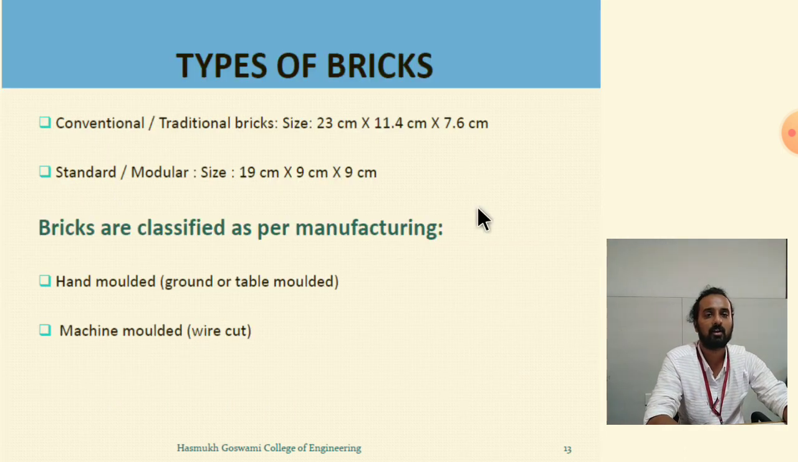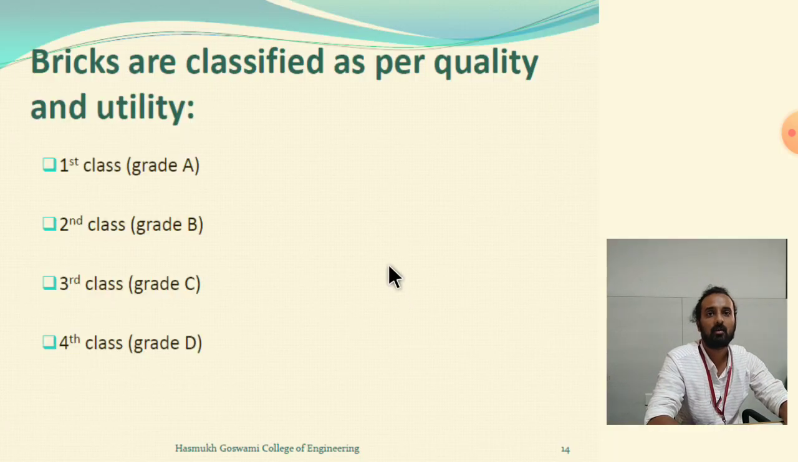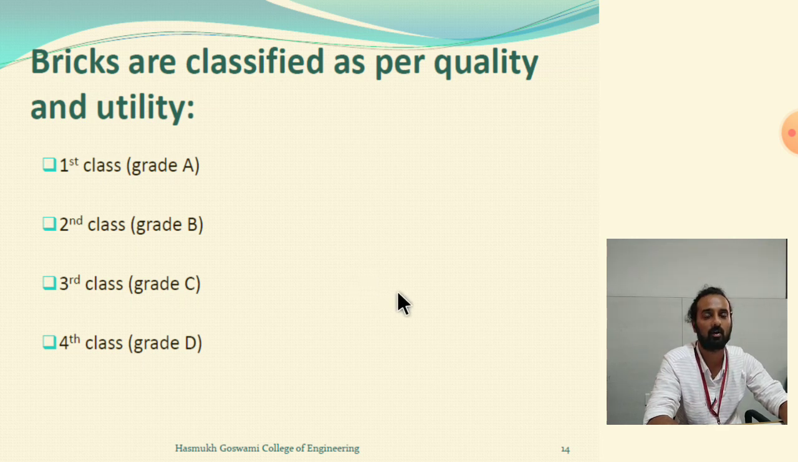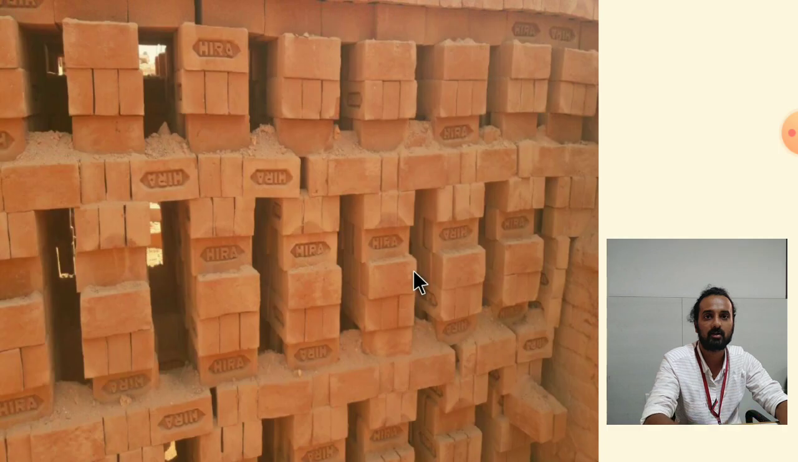Types of bricks: there are two types of bricks readily available in the market, traditional bricks and standard bricks. The size is given below. Bricks are classified according to the manufacturing: hand molded and machine molded. Bricks are classified as per the quality: first class, grade A quality; second class, grade B; third class, grade C quality; and fourth class, grade D quality. In first class bricks, you will observe that it has a very good shape and very good points and corners, likewise shown in the image.